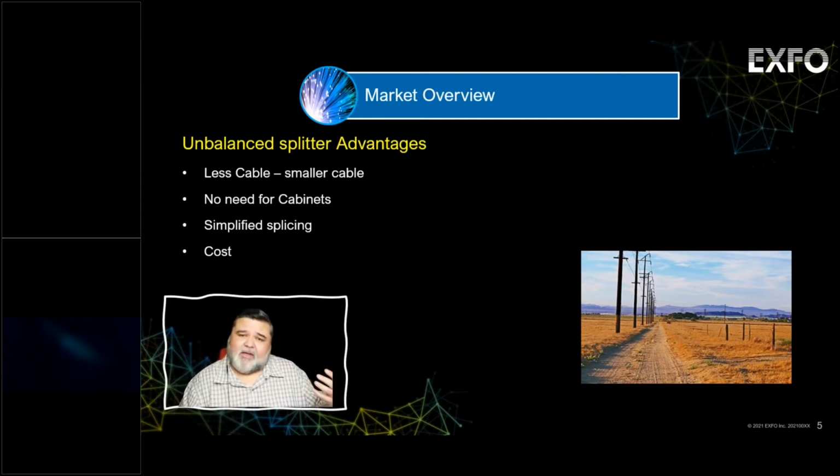But certainly out in your rural country, you're not going to run an 864 overlashed onto a pole line somewhere, right? It just doesn't happen very often in most situations. And so one of the big advantages, again, is less cable and smaller cable. No need for cabinets, so you can have just splice cases and terminals that you tap in and out of with your drops. Simplified splicing.